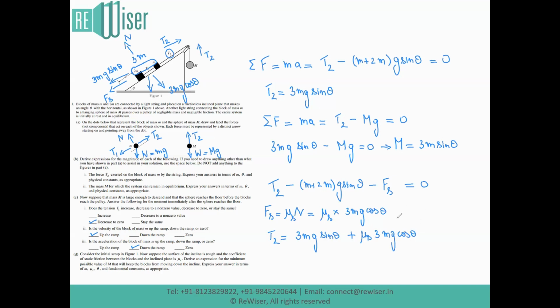Moving ahead, we know that the same tension T2 also acts on the sphere of mass capital M, making sure that the tension T2 is also equal to the weight of the sphere, which is capital M times g. Simplifying further, we get capital M is equal to 3 times m taken common, and within the brackets we have sine of theta minus mu s into cosine of theta. This gives us the final required expression for capital M.